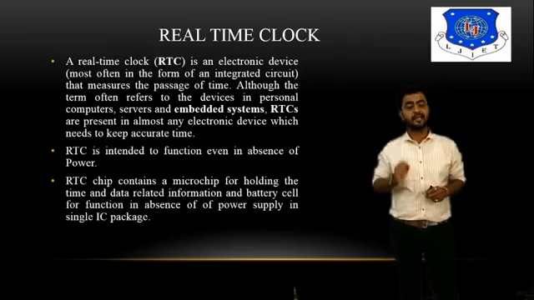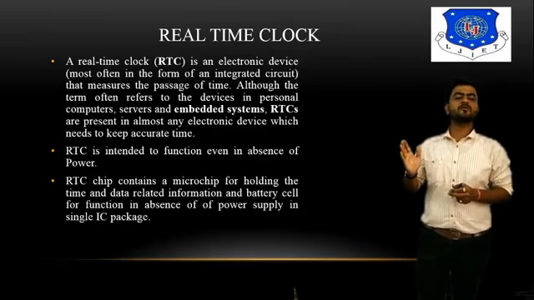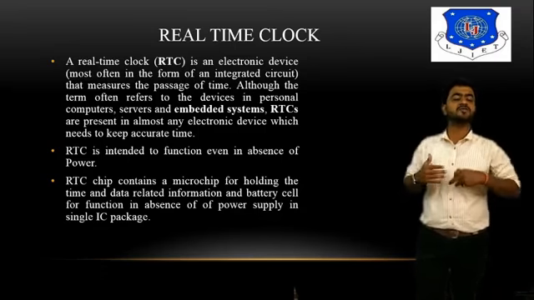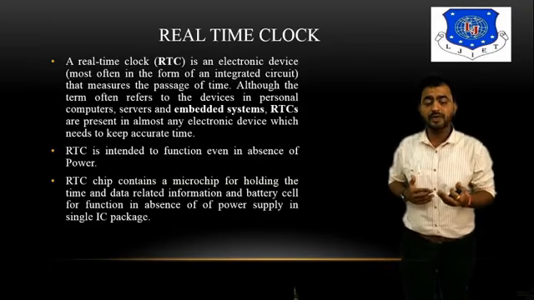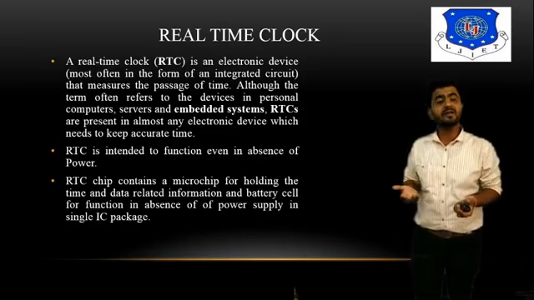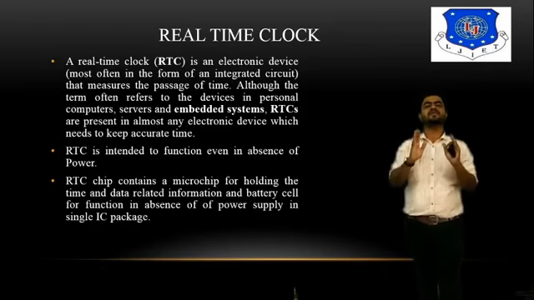I give you a simple example of your smartphone. Suppose you switch off your smartphone at 11:30, and you turn it on after 1 hour. Ultimately you can see the time is automatically updated, and it shows 12:30 on your smartphone. How is it possible? It is possible only because of the RTC, the real-time clock.